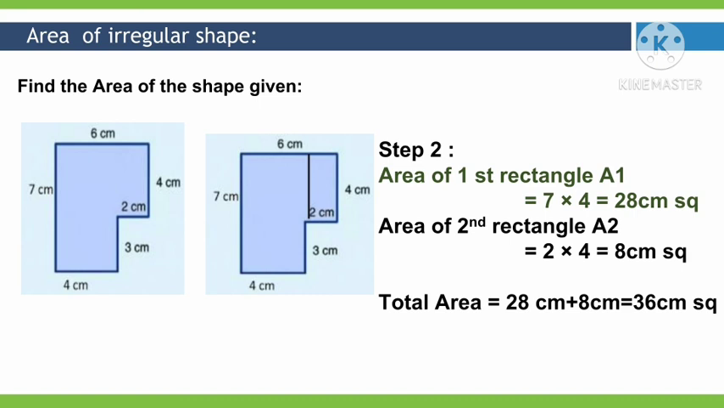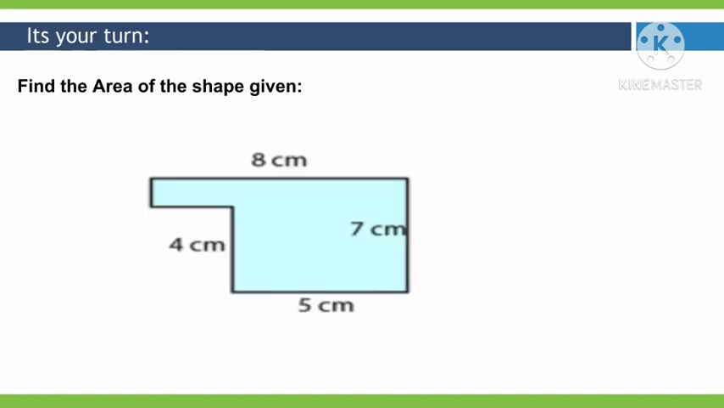Once we divided it into two different rectangles, we can find the area of the first rectangle and then the area of the second rectangle, and then add those two to get the total area. So first, the area of the first rectangle A1 will be 7 by 4, which is 7 fours are 28 centimeters square. Then the area of the second rectangle will be 2 into 4, which is 8 centimeters square. So the total area is 28 plus 8, which is 36 centimeters square. I hope it's very clear, children.